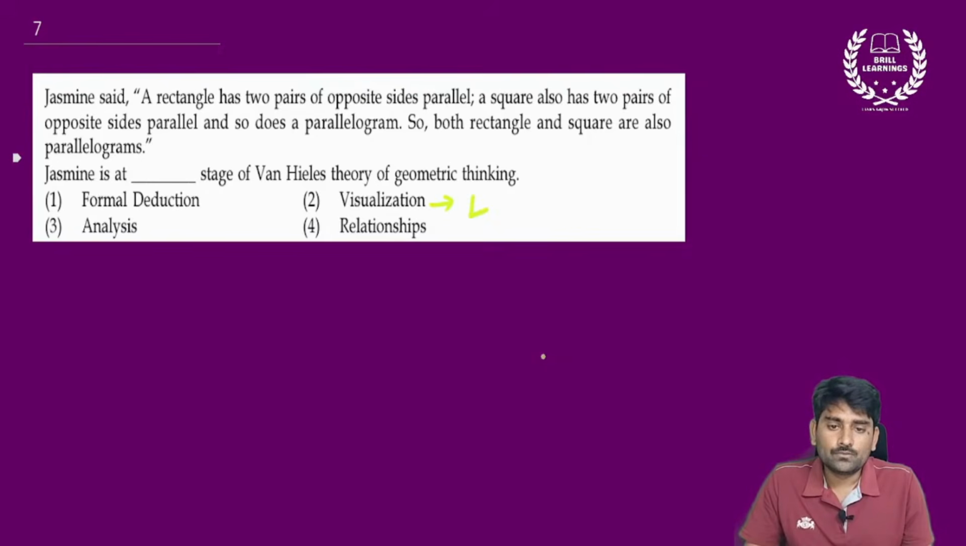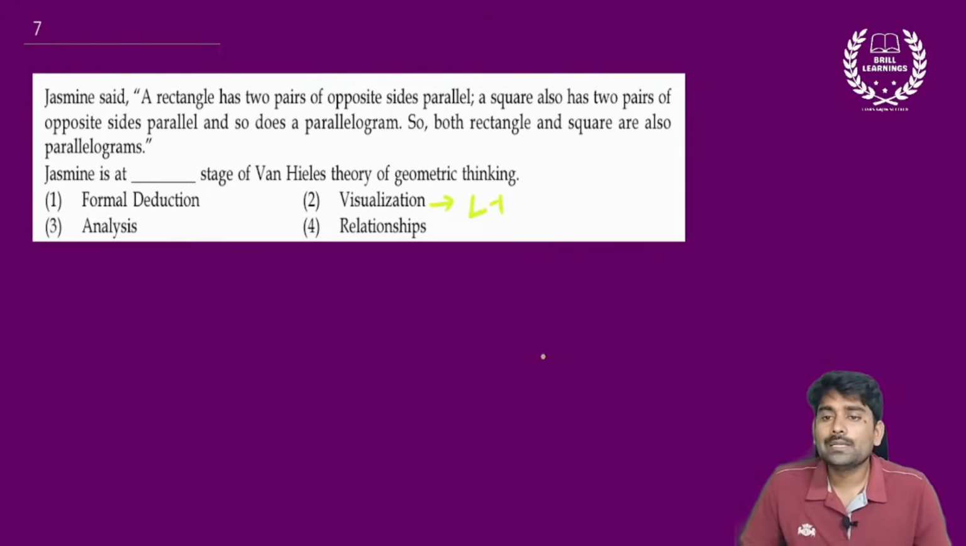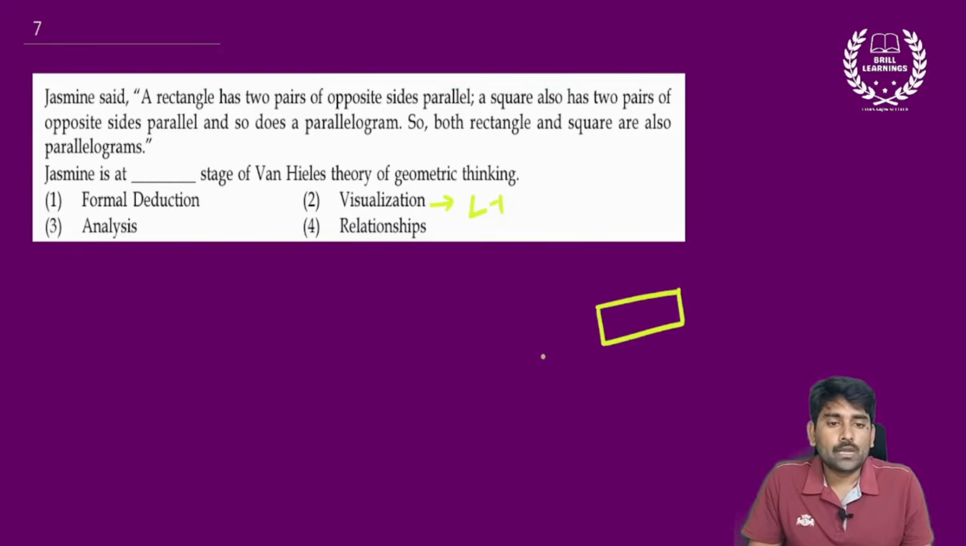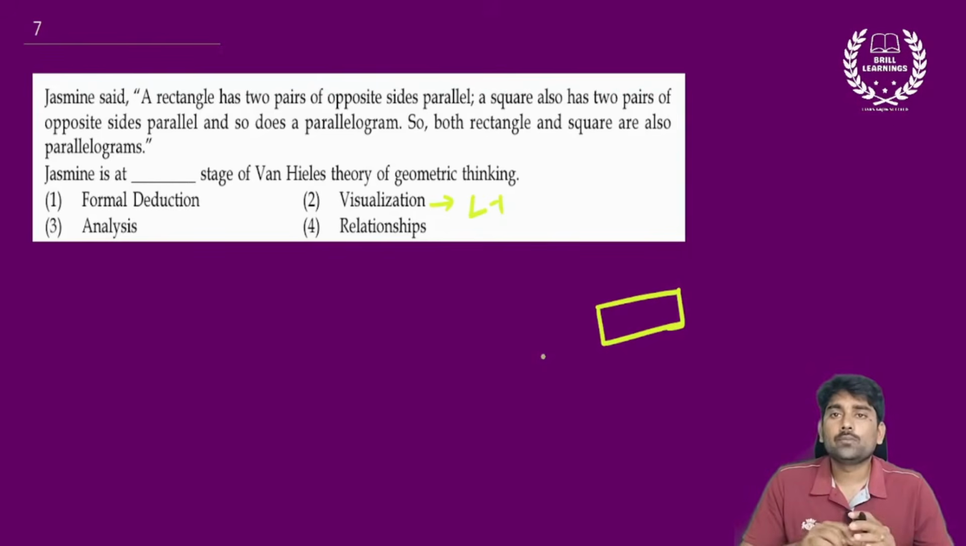First one is L1, that is visualization. It is the first stage of Van Hiele's theory of geometric thinking, in which a student can categorize shapes based on overall appearance. For example, if a student knows about a square and I draw a rectangle and ask what the shape is, he'll straight away say it is a square because it looks like a square. That is the first stage.